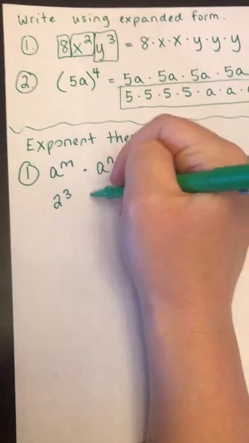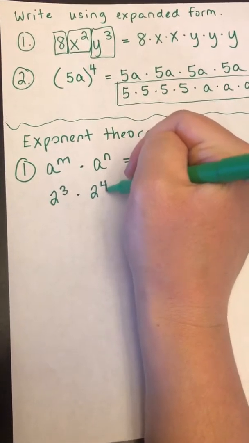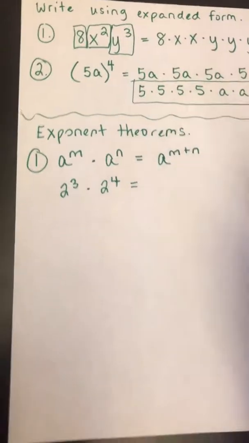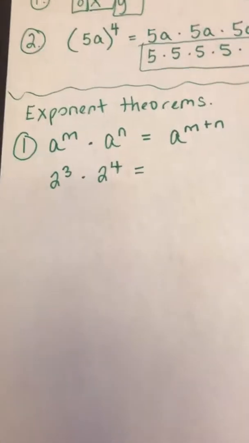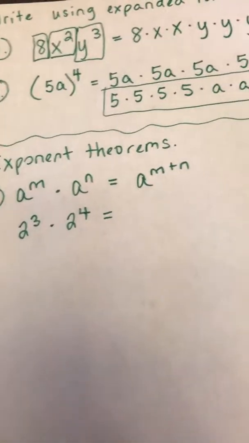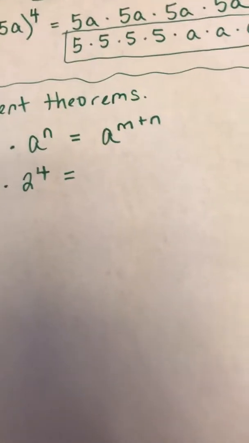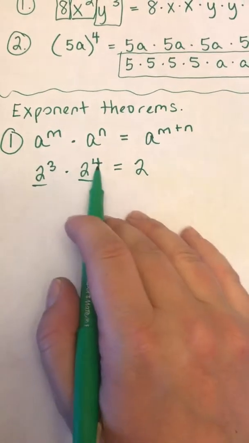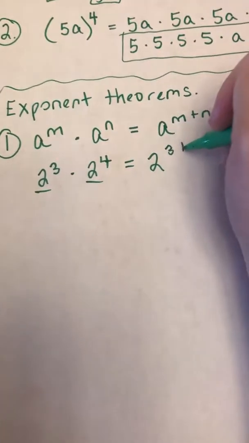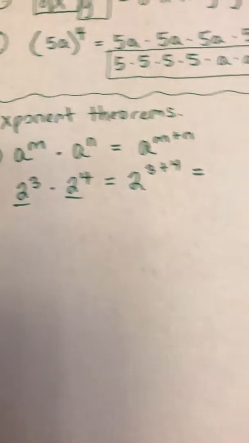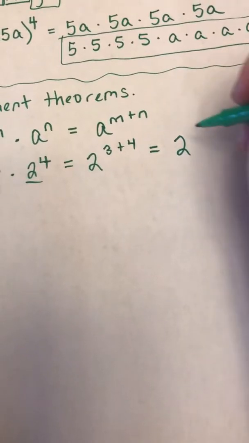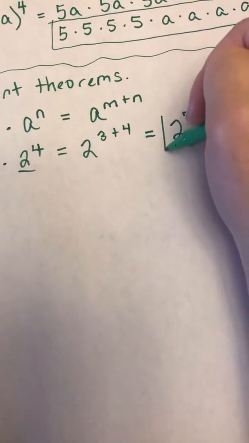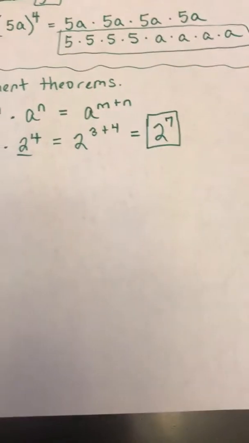Let me give you an example. 2 cubed times 2 to the 4th equals, so there's nothing wrong with 2 cubed times 2 to the 4th right now, but a lot of times in math we just try to write things as simple as we can. So they'll say write it using a single exponent. So instead of leaving it like this, since we have the base repeated, we have the number 2, and the theorem told us to add our exponents, 3 plus 4. Okay, and we can simplify that even further. My base is 2. What is 3 plus 4? It is 7. So my final answer is 2 to the 7th power.